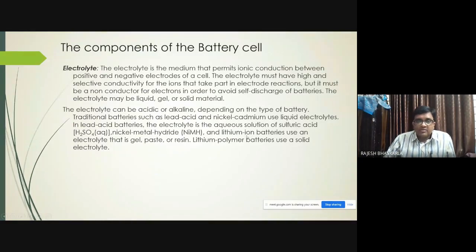In a lithium ion battery we use a gel type electrolyte, and in a lithium polymer battery we use a solid electrolyte. So these are the different types of electrolytes. In lead acid battery we use acids. In nickel cadmium we use hydroxide liquid electrolytes. In lithium ion we use gel type electrolyte, and in lithium polymer we use solid electrolytes. So an electrolyte may be a liquid, a gel or a solid.